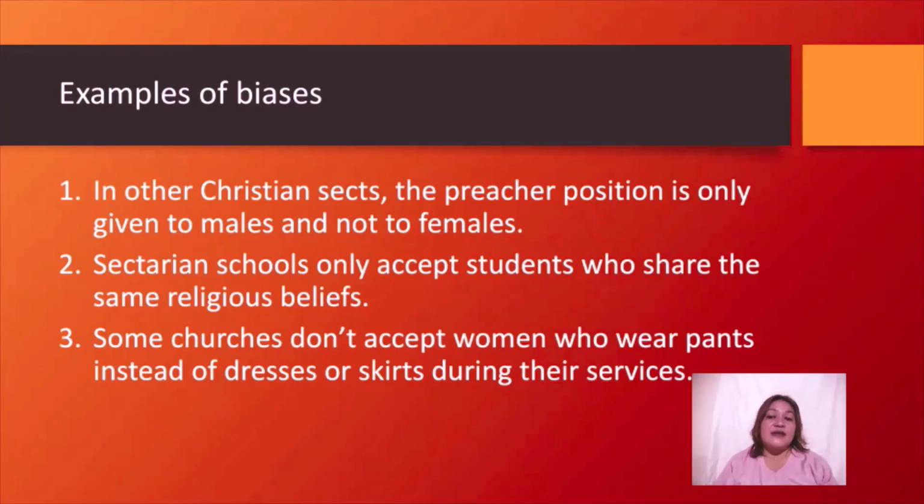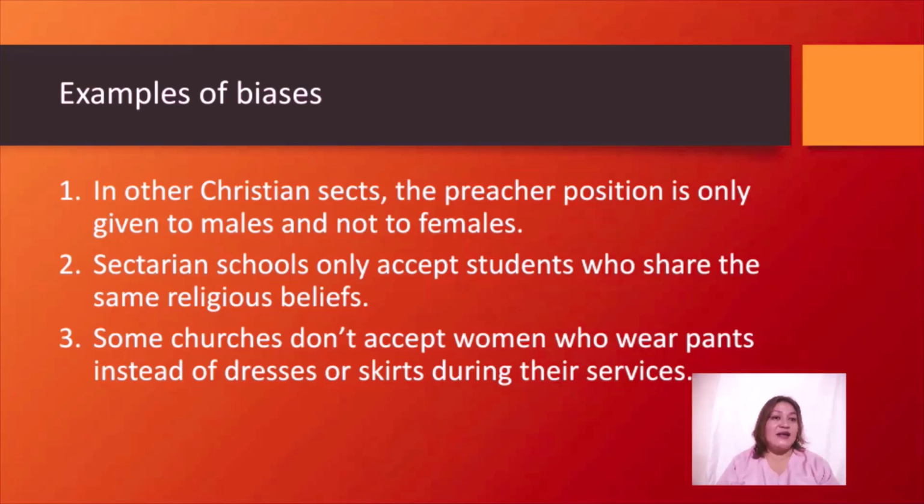In the given examples, a certain group or people is given favor over the other. In number one, males are given more power or authority than females. Number two, students who are interested to study in a school but don't share the same religion can't be admitted. And lastly, women who want to attend church services aren't allowed to go if they don't wear the prescribed clothes for the said services. So you can now differentiate biases from prejudices.